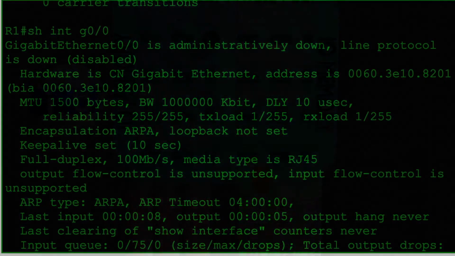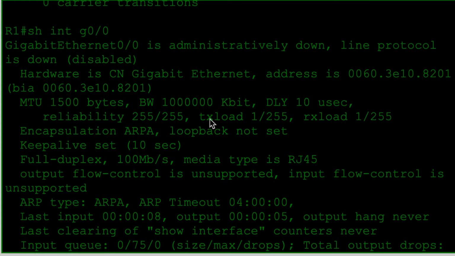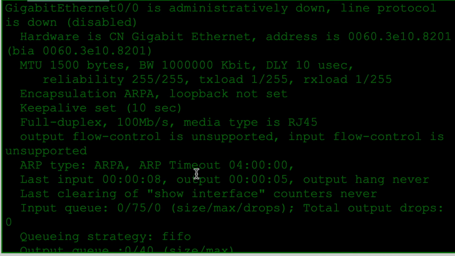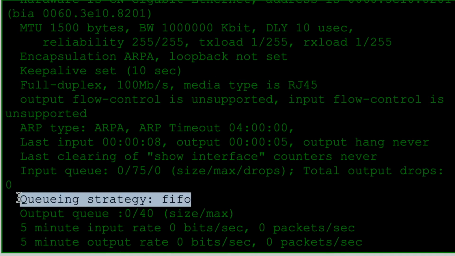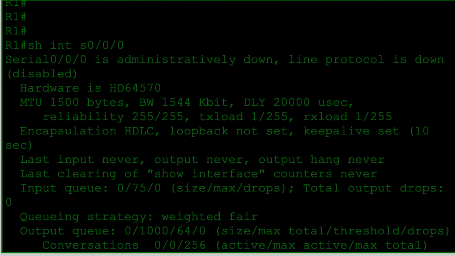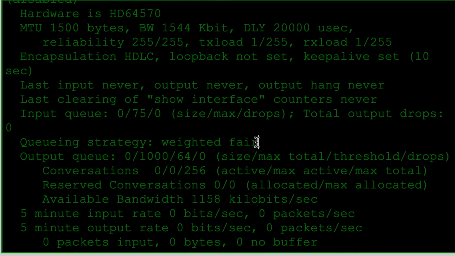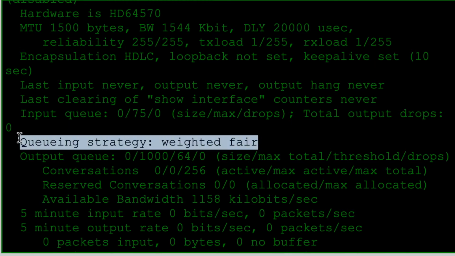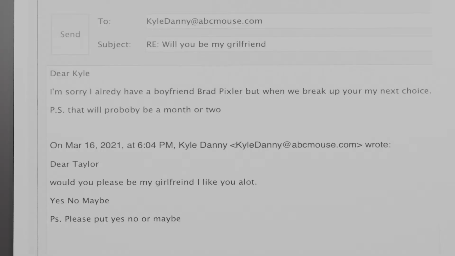Default output queues are only used when routers are congested with packets. Cisco routers use two default schedulers on their egress interfaces. On Ethernet interfaces, it uses FIFO queuing, and on serial interfaces, weighted fair queuing. The main difference being weighted fair queuing attempts to give all flows equal bandwidth rather than just processing packets in the order they were received.